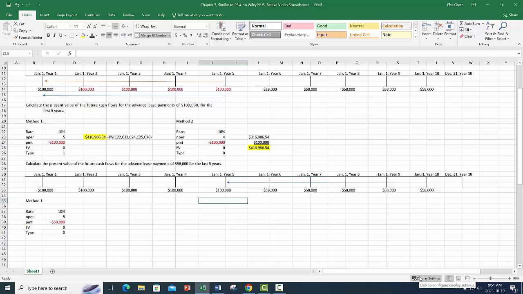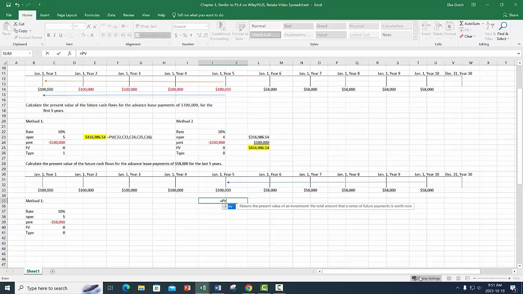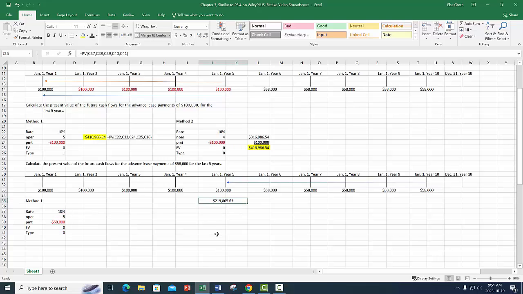So I can calculate that as equals present value, and then I've got my rate, number of periods, payment, future value, and type, which is 0 because I'm looking at the end of a year-long period. And my present value is $219,865.63. Okay, now I'm going to jump down to the next part so I can do the calculation for the next part at the same time.